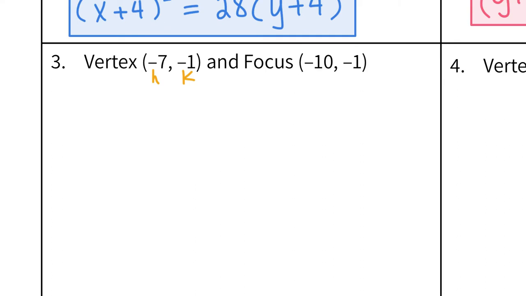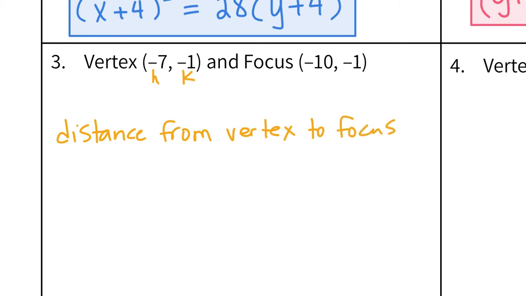or let me write it this way. The distance from vertex to focus. That would give me P. So if you look at these points here, the y values are staying the same, so the y value is not going to change the distance. What's going to help me find distance is the x values. So how much would it take to get from -7 to -10? That's 3 units.